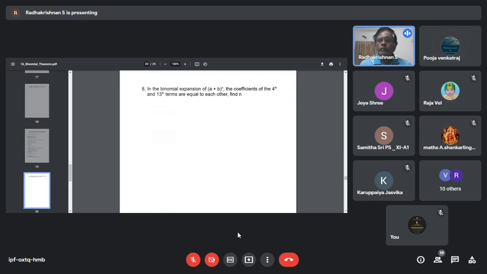In the binomial expansion of a plus b whole to the power of n, if the coefficients of the 4th and 13th terms are equal to each other, then find n.